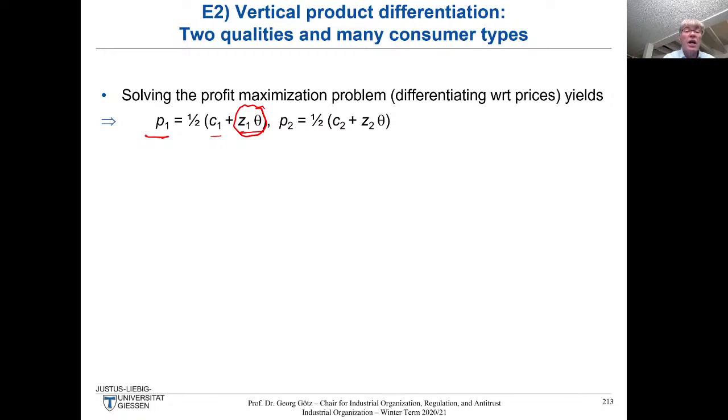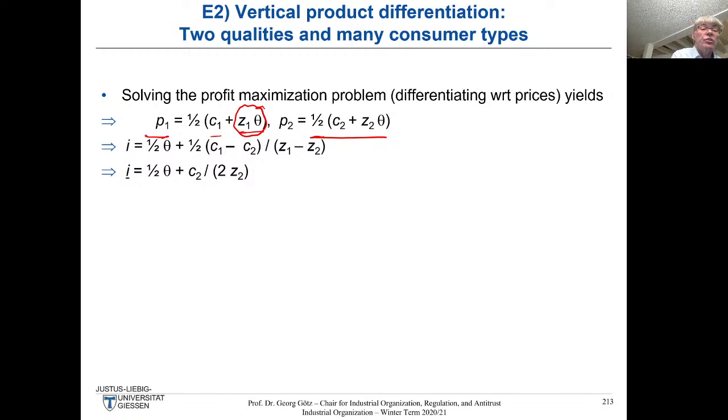Standard monopoly price, and the same for quality 2. Standard monopoly pricing, that's what you see here. You get this. Then the question is, of course, what do we get in terms of our prices and of our demands? This is a bit tedious. I just substituted that.